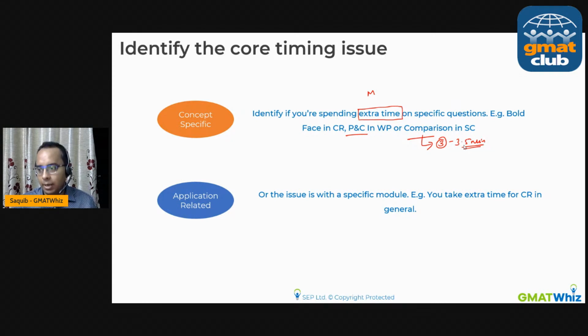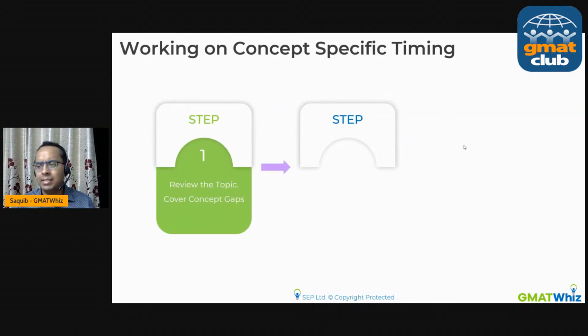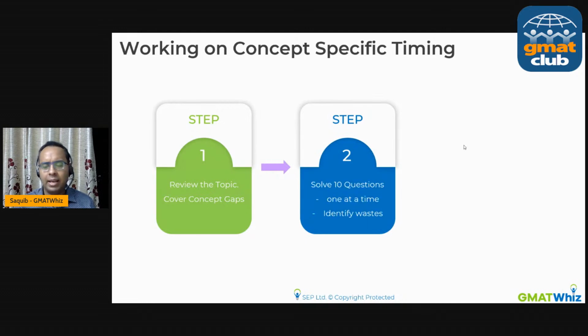If you're not doing that, if you're following a random approach, then that is an application related issue. So you might know what a modifier is, you might know all different kinds of modifiers, but if you're not applying it properly, you won't be able to identify it. If it's a concept related timing issue, then obviously it's a very simple solution. You need to review the concepts, cover the concept gaps. So you go through the concepts so that you can recall quickly, and solve questions to identify whether you're able to solve them properly or not. Identify wastes. By this I mean try and figure out where you are still taking time.